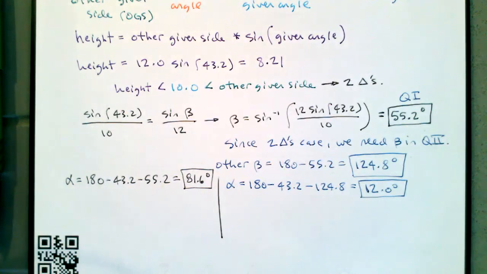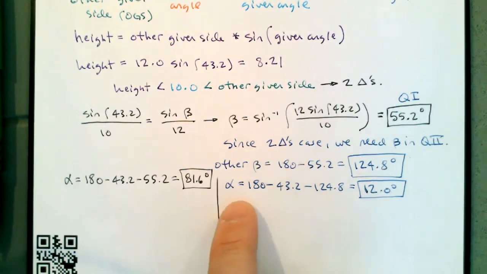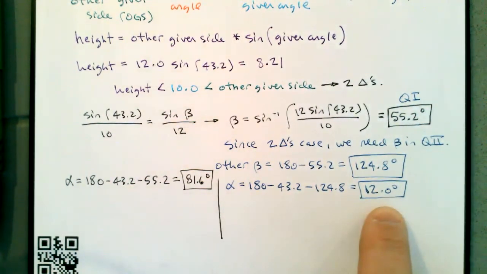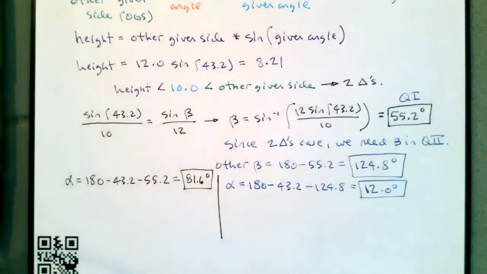If we were not in the two triangles case, one thing that might happen is that we try to subtract this to find the second alpha, and this ends up being negative. If your alpha ends up being negative, go back and double check. Maybe you're not in the two triangles case after all. Or maybe that's what you were waiting for to determine.